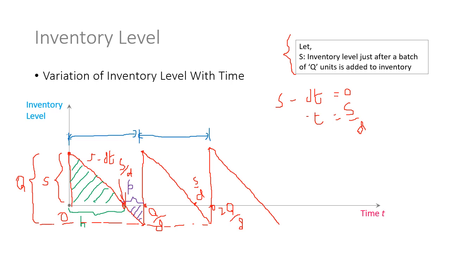So this is how the inventory level varies with time. One more thing I would like to mention is that if this is Q and this is S, then Q minus S is the number of units short. And P, I have written P but I did not mention it. P represents the shortage cost per unit time.